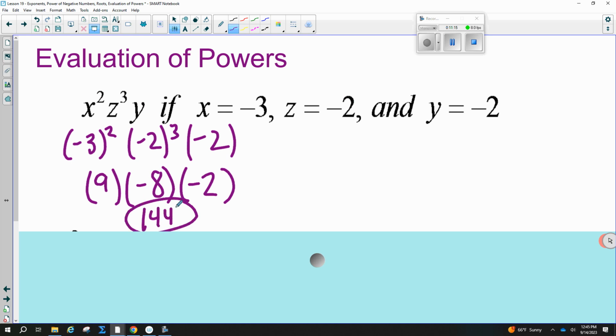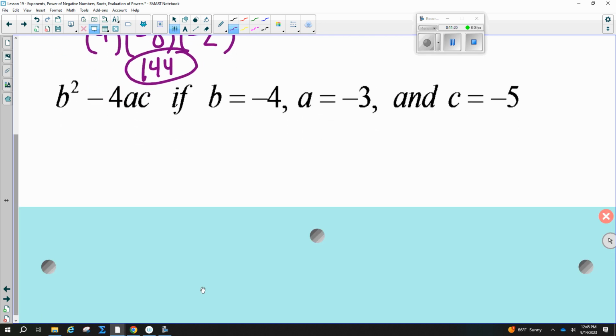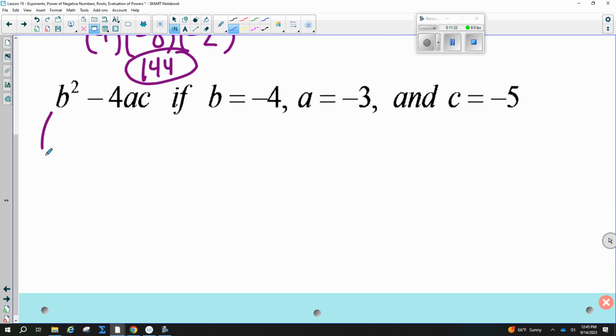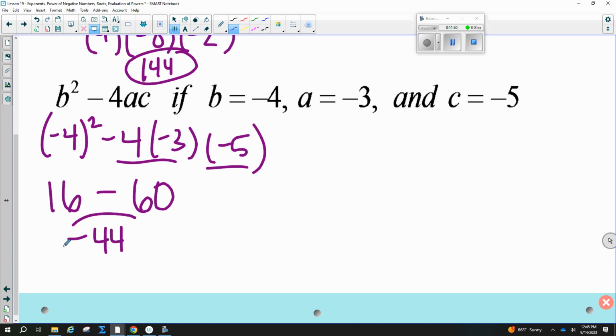All right, b squared minus 4ac. So b is negative 4. We're going to plug that in. All right, minus 4. a is negative 3. c is negative 5. Okay, parentheses first. Negative 4 squared is, yeah, positive 16. Then I have a negative times a negative times a negative, which is a negative. And then this would be 12 times 5, which is 60. Good. And 16 minus 60 is negative 44. All right. Okay, let's try some whiteboards.